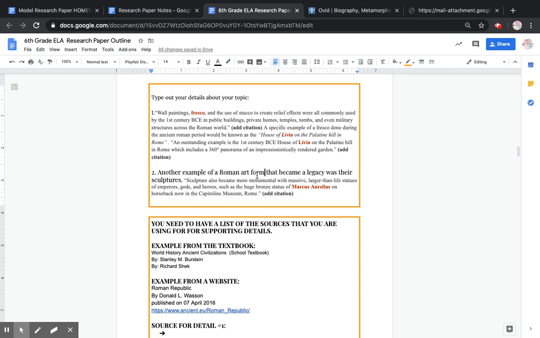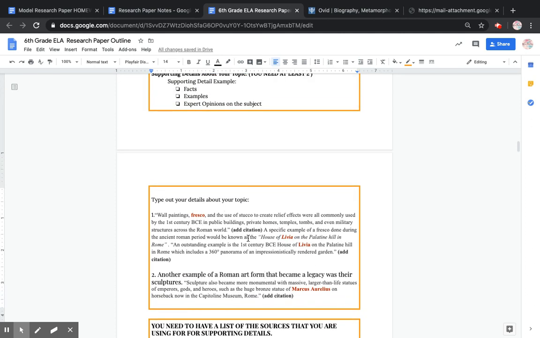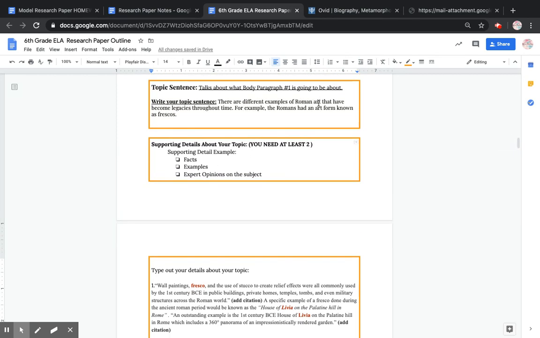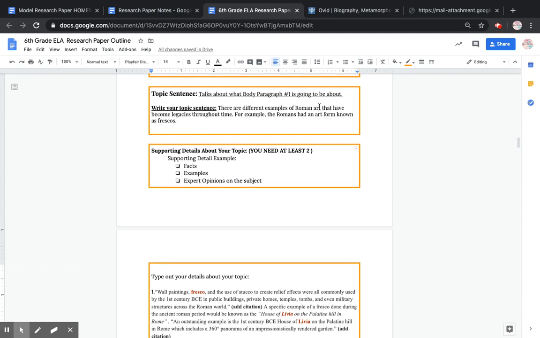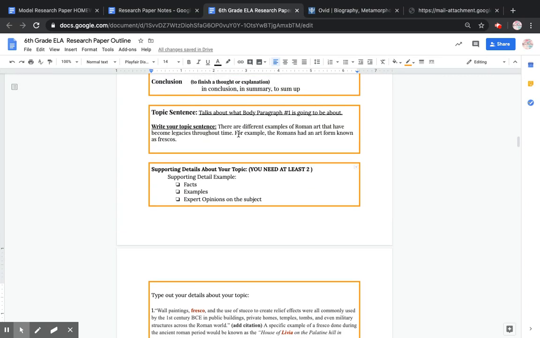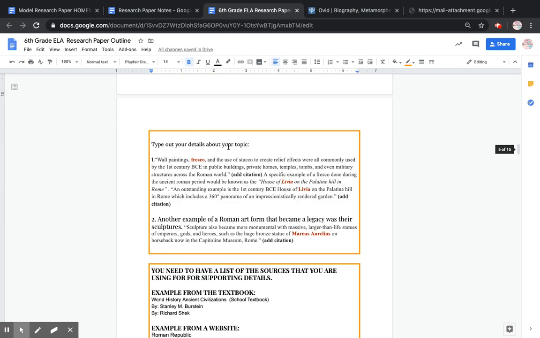All right, so we have another example of the Roman art form that became a legacy in their sculptures. So I have my two details. Now, I have my one detail about the frescoes, and then I also have it about this. So if I just wanted to do it on frescoes, I could, but because I really want to make sure my reader knows about the multiple, that there were different examples of Roman art, not just frescoes, but also sculptures, I could put that in there. So because I put in that different examples, I want to make sure that I not only get frescoes, but I get the sculptures as well.